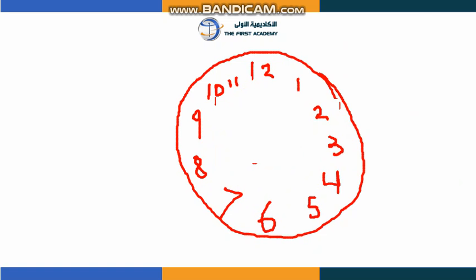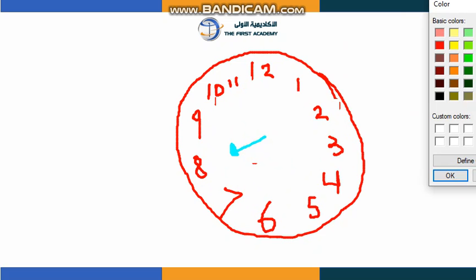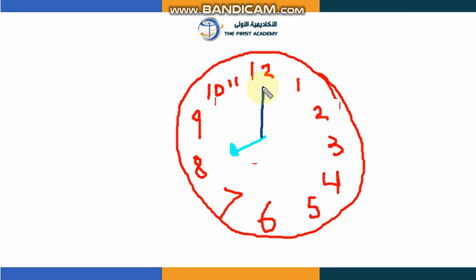Okay, remember, the short hand is for hours, and the long hand is for minutes. So can you tell me, everyone, what time is it? You need to look first at the short one. It points to number 8, so it will be 8 o'clock. When the long hand points to number 12, it means 0 minutes. So the time will be 8.